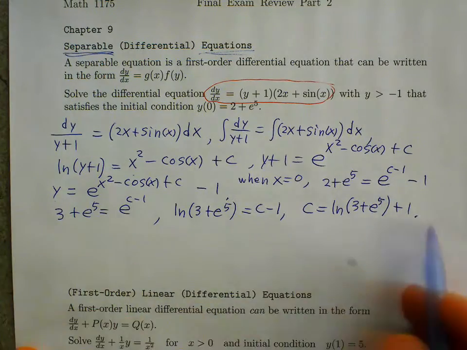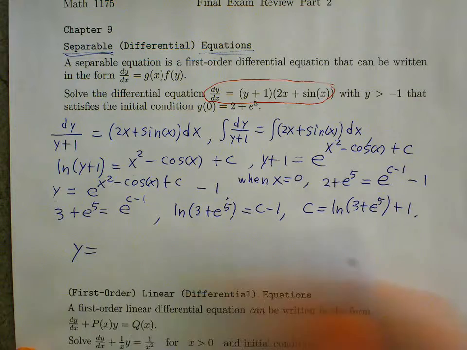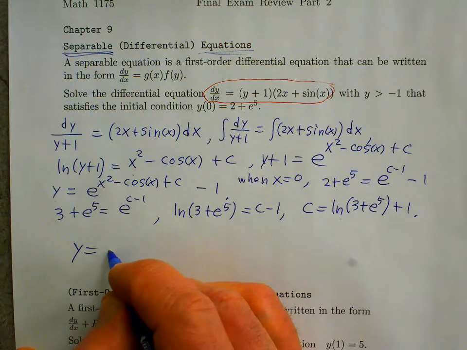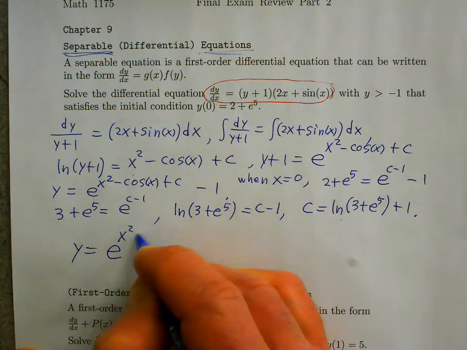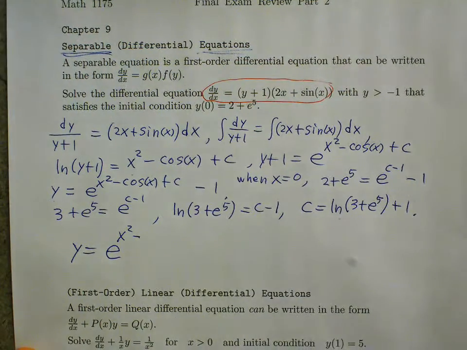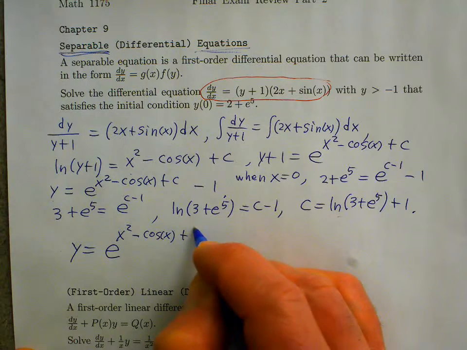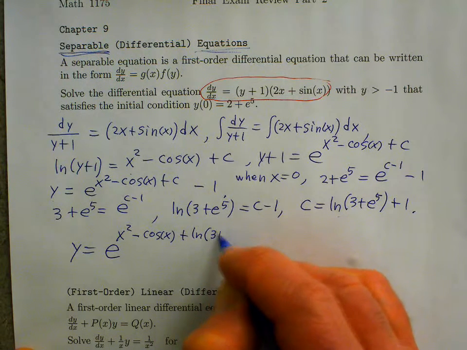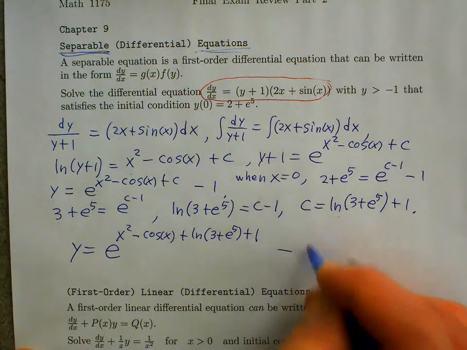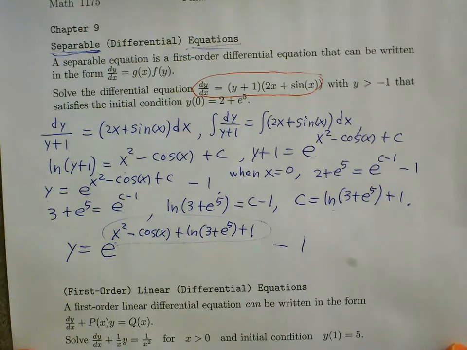So anyway, our function y, we'll replace c with the natural log of 3 plus e to the 5th plus 1. So y is equal to e to the x squared minus cosine of x plus the natural log of 3 plus e to the 5th plus 1, minus 1. So all of this is in the exponent. Not a very pretty equation, but it works.